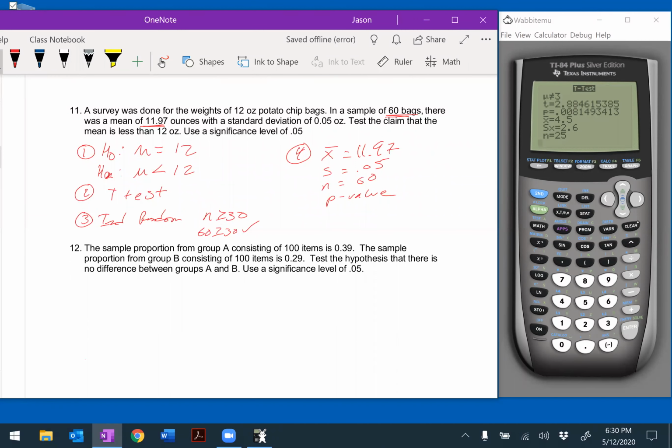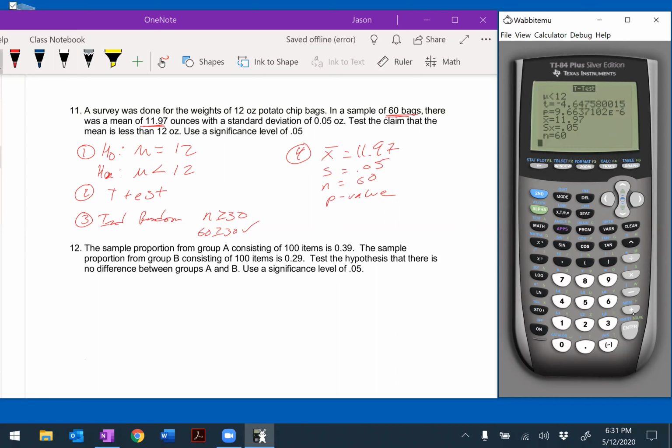Well, let's go to the calculator for that. Stat, t-test. Okay, so stats, this is 12. Okay, x bar is 11.97. Standard deviation is 0.05. That was out of 60 bags of chips, and we want less than 12 to be what we're comparing against, and we're going to calculate.